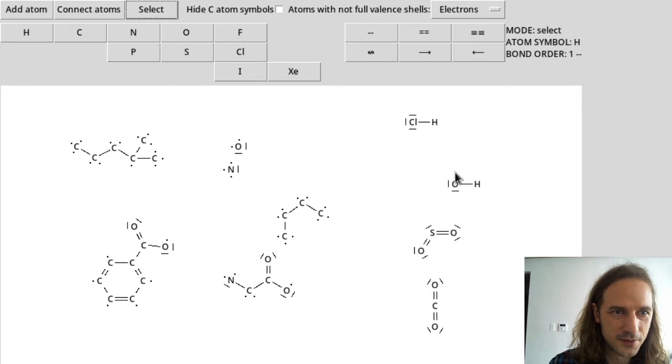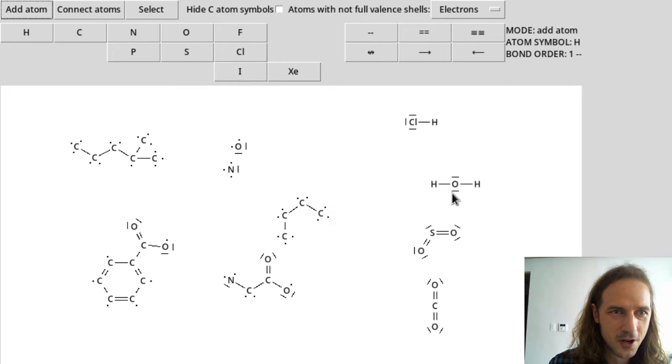radical symbolized by a dot. This is not really good for these more complex carbon chains in the organic case, because there we just don't want to add all the hydrogens anyway. But this is nice for these smaller inorganic molecules. So let's add the hydrogen here in a straight line.